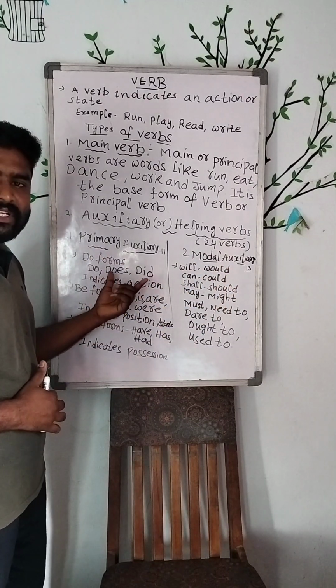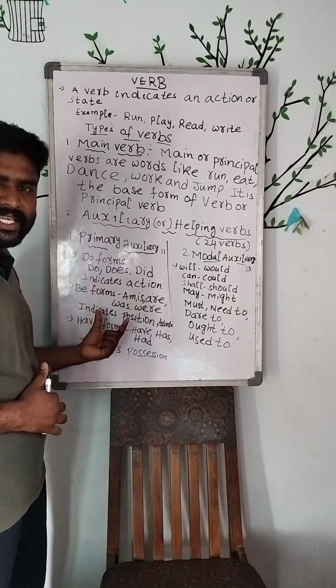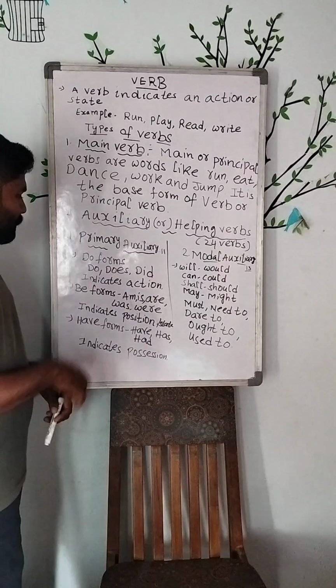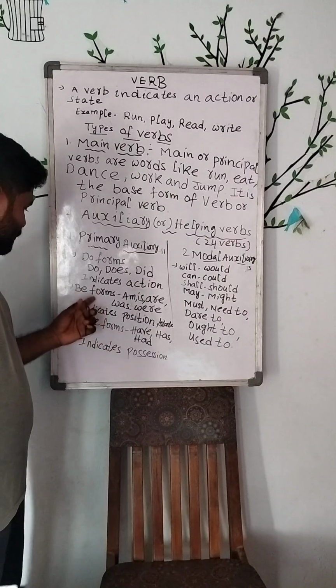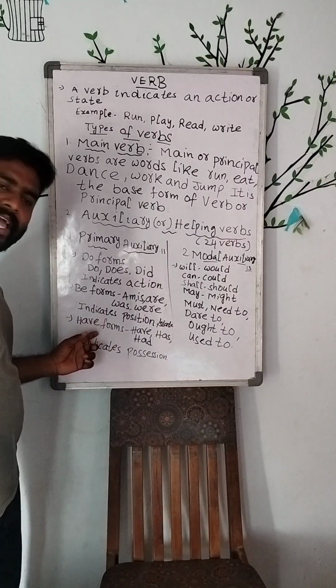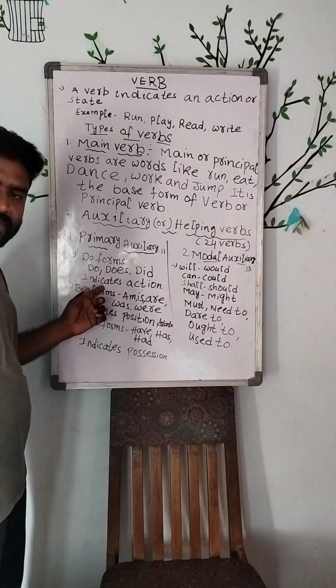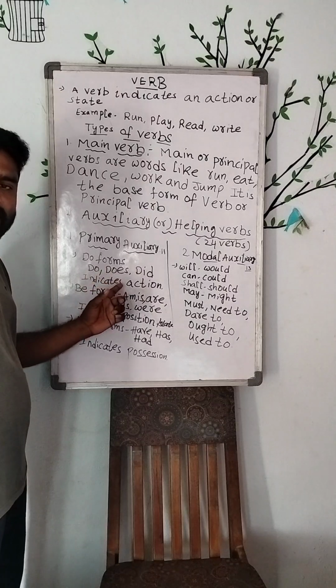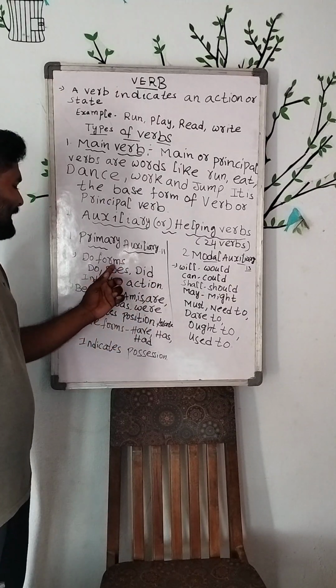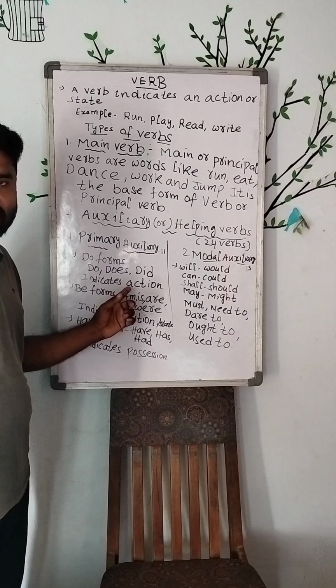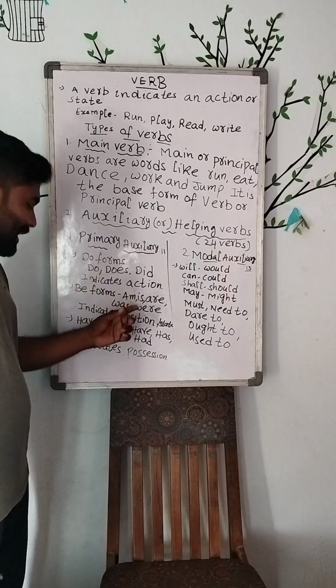First we'll see primary auxiliaries. Primary auxiliaries are of three forms. One is do forms, one is be forms, and the other is have forms. What are the do forms? Do, does, did. These all come under do forms. Do forms indicate an action.